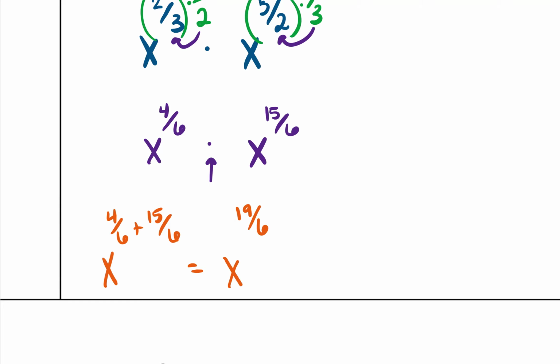Okay, I can't divide 19 by 6, which is fine, so I'm going to split this up. So 19, I can do 18 divided by 6, and 1 divided by 6.